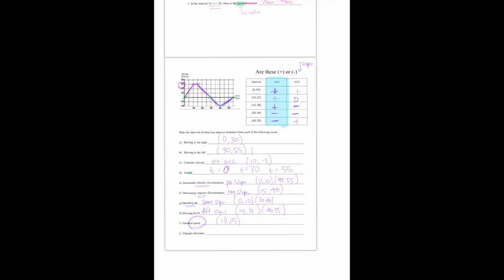And it changes direction when, and it has two different things that have to happen. The velocity has to equal 0, but it also has to change from positive to negative or negative to positive. So it's not just when the velocity equals 0. So it happens when t equals 30.